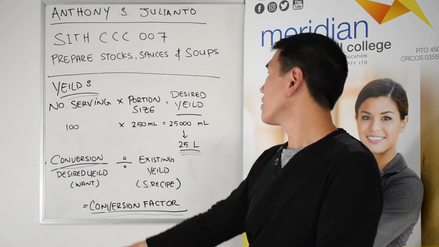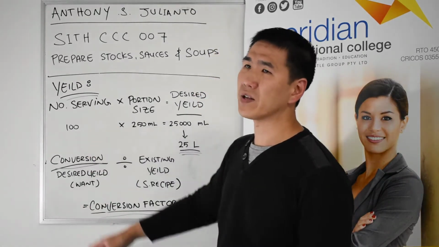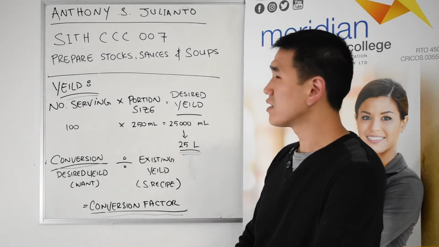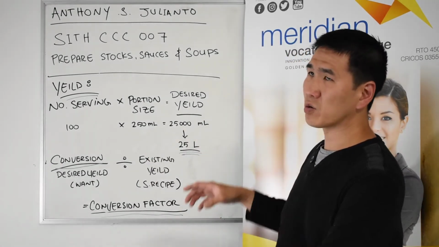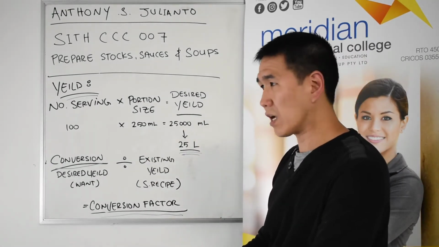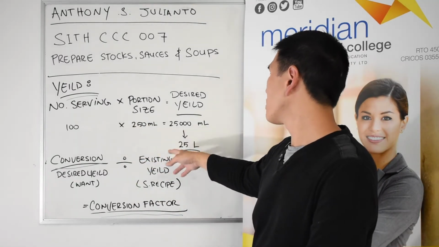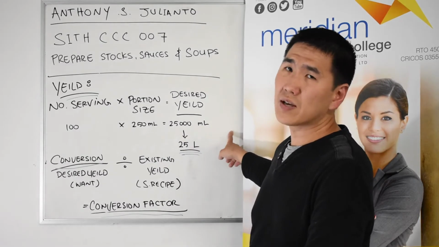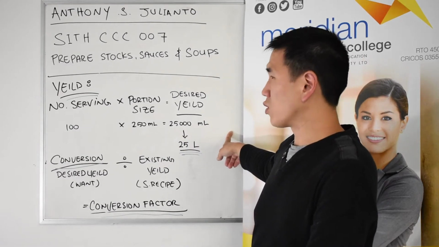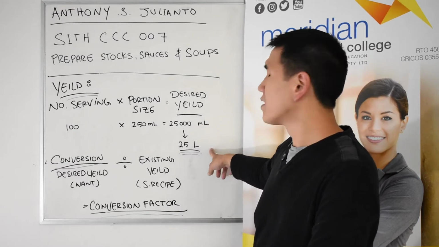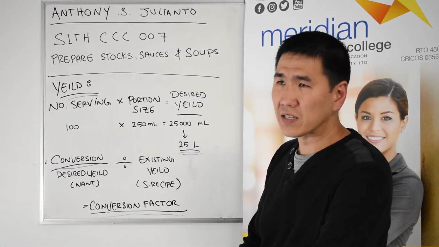So from the amount that you want to serve or the amount that you want to create, you multiply by the actual portion size. This gives you your desired yield, which means how much you actually want to make. So 100 times 250 mils gives you 25,000 mils. Obviously, we want to make the numbers a little bit easier to read, so we convert it to liters. That gives you 25 liters.